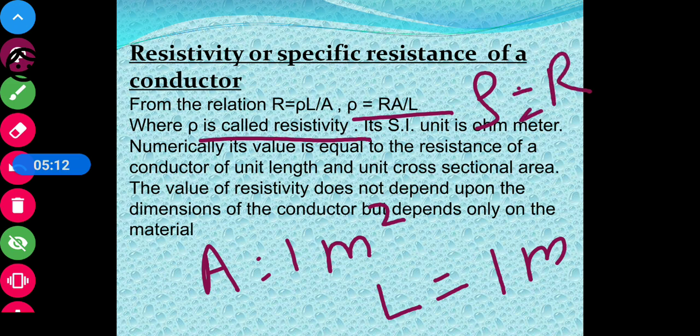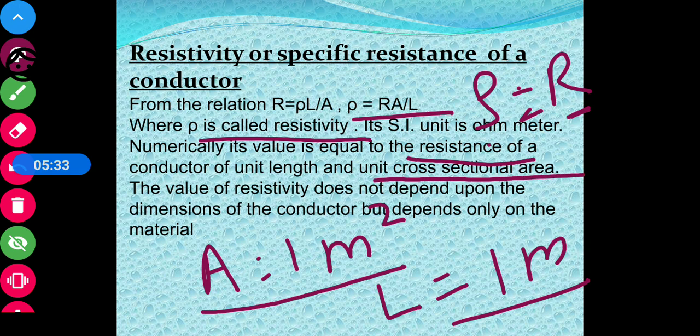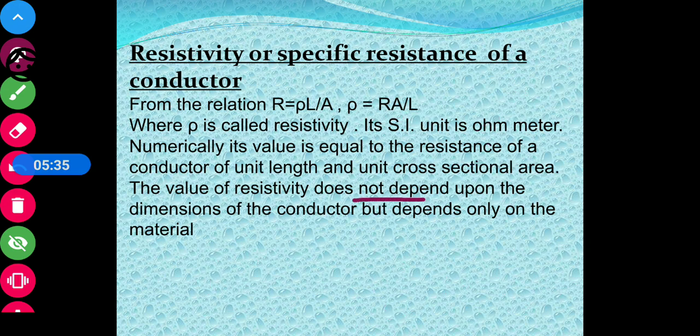So this rho is the specific resistance of a conductor whose area of cross section is 1 meter square and length is 1 meter. Numerically, specific resistance or resistivity is equal to the resistance of a conductor of unit length and unit cross-sectional area. The value of resistivity does not depend upon the dimensions of the conductor. It depends only on the material. This is a very important point to remember. Many MCQs are based on this concept.